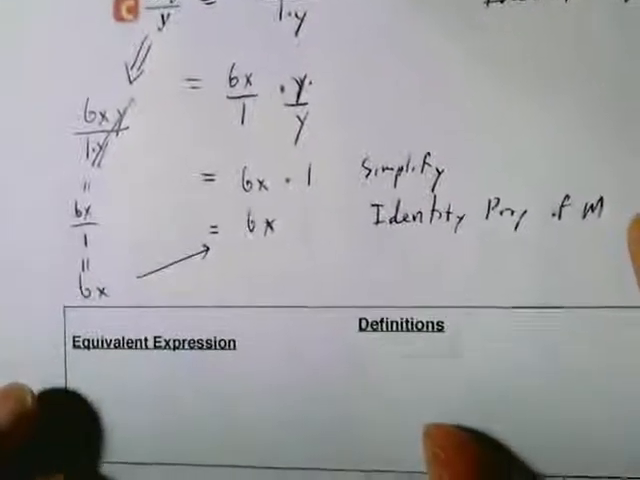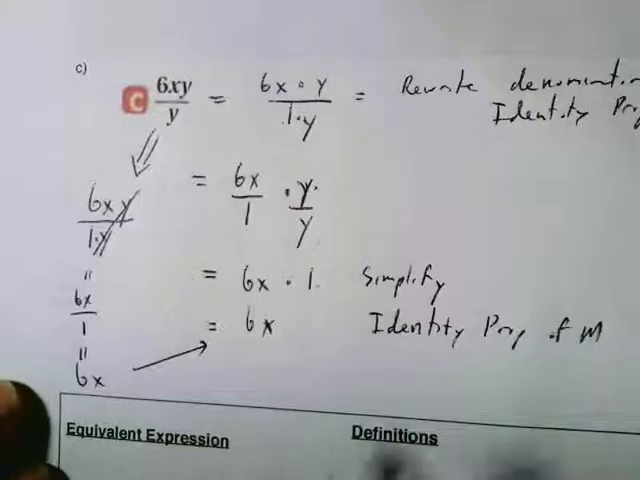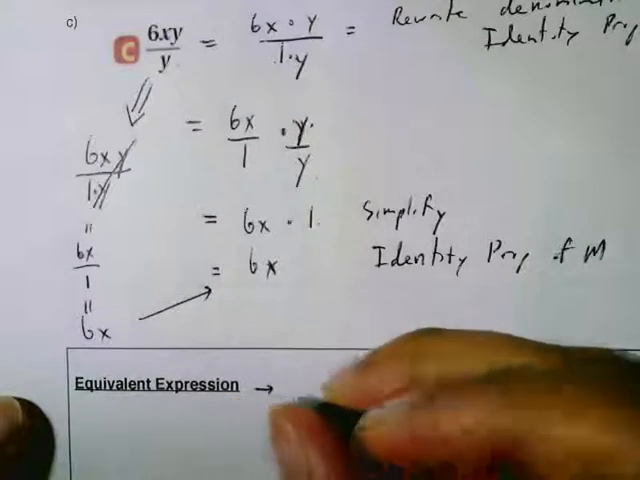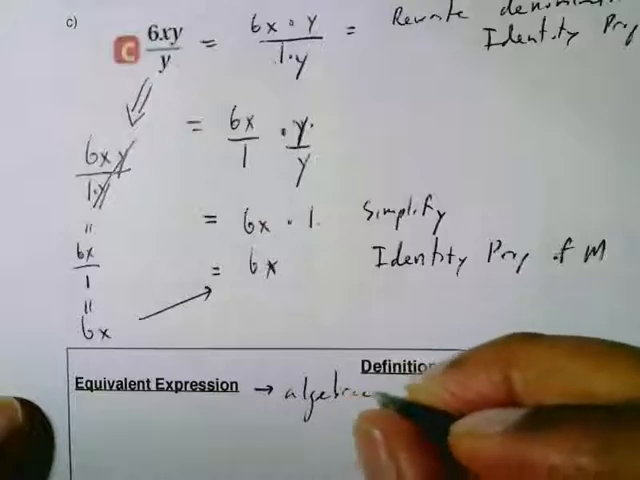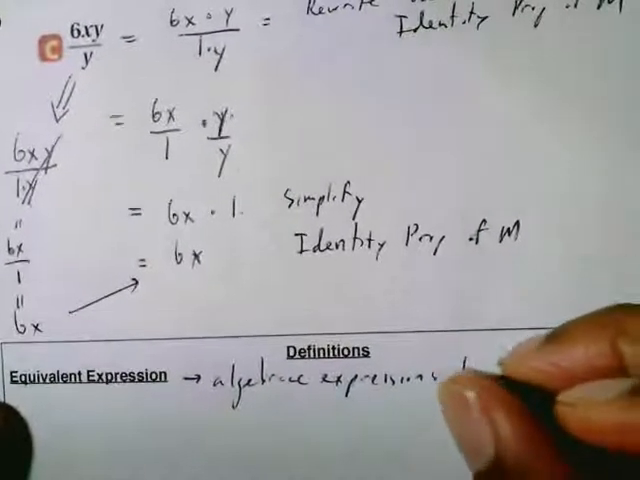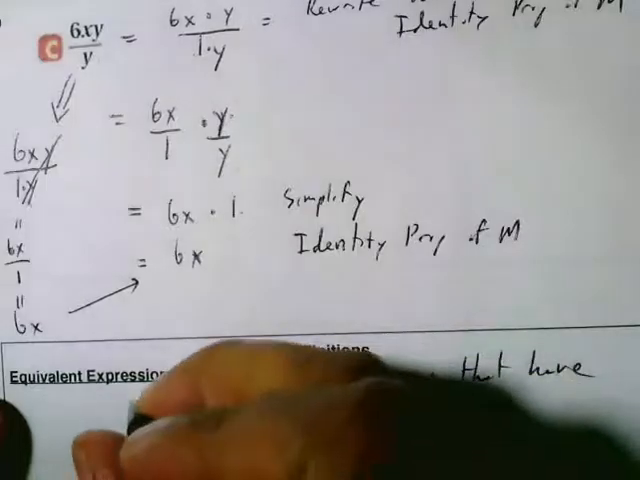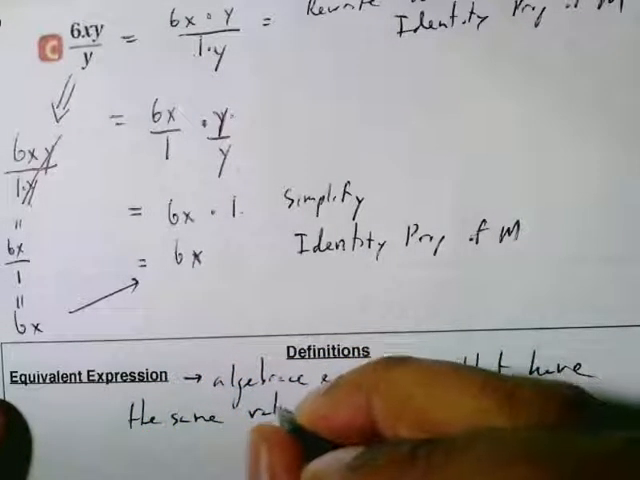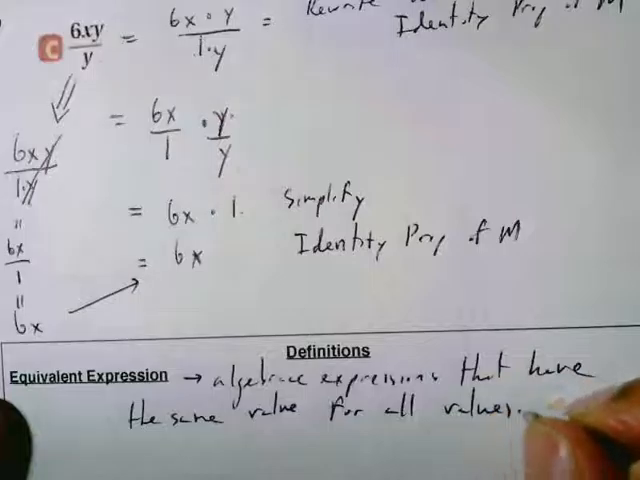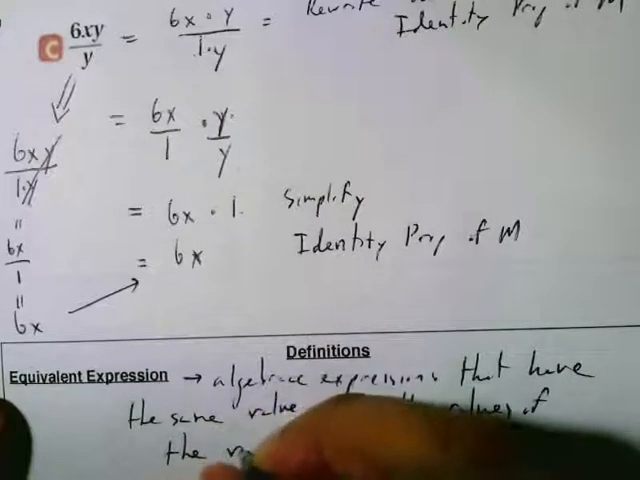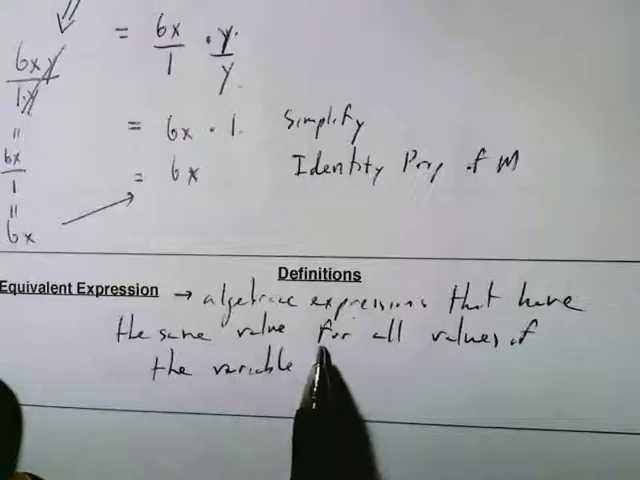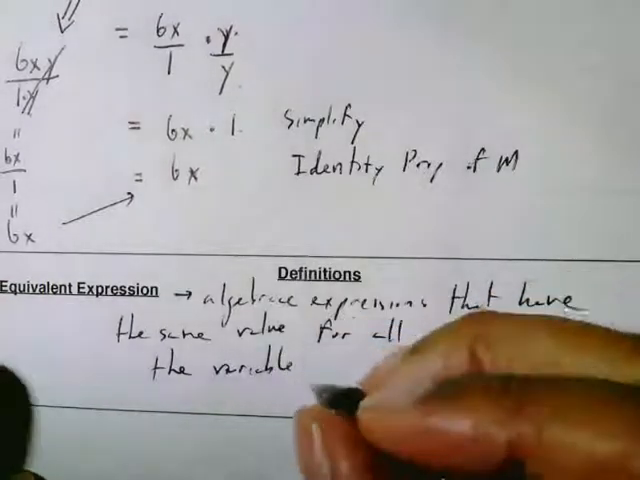So in this case, what we just finished doing is writing something called equivalent expressions. They're algebraic expressions that have the same value for all values of the variable. So what does that mean?